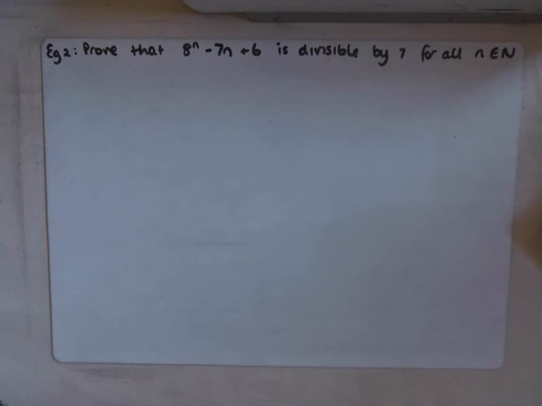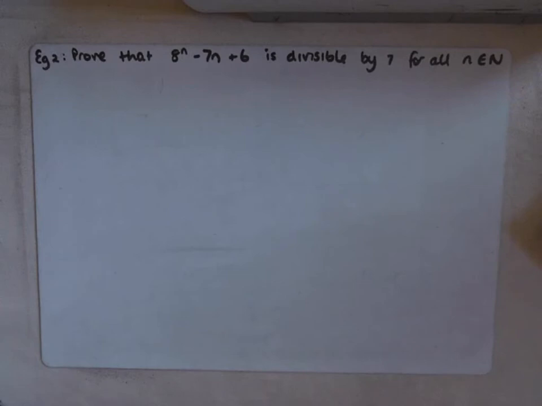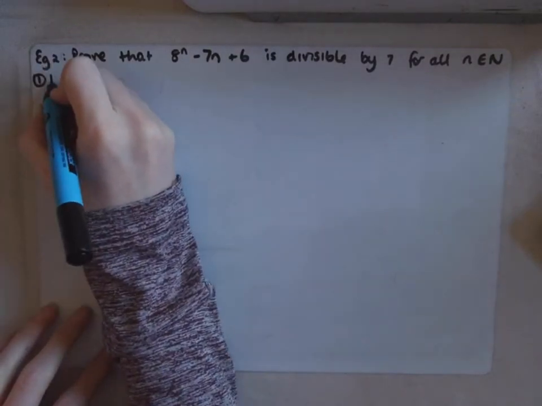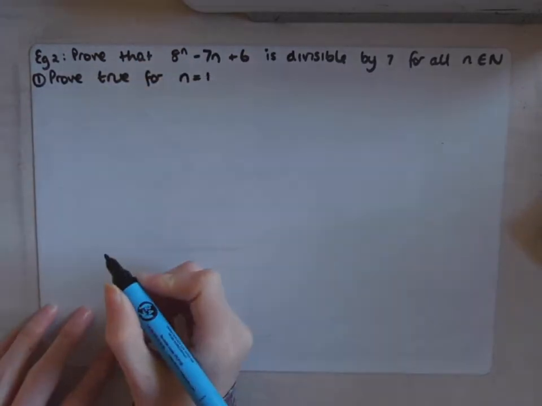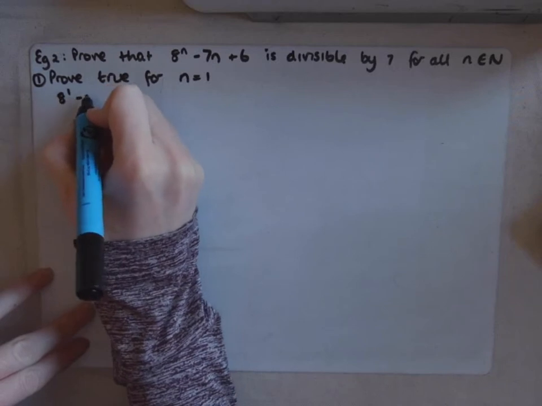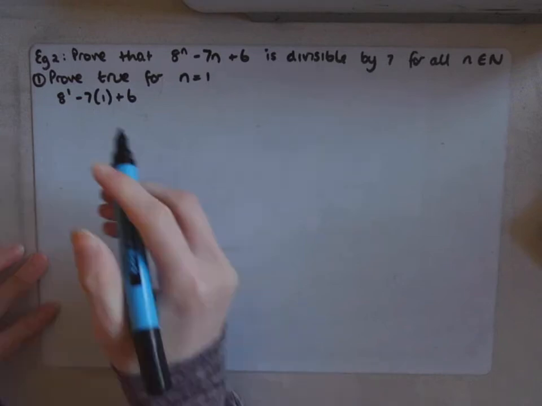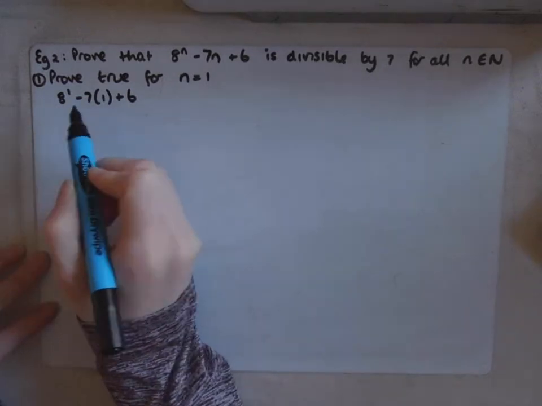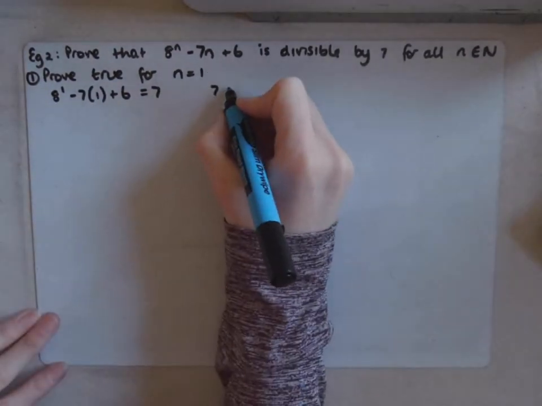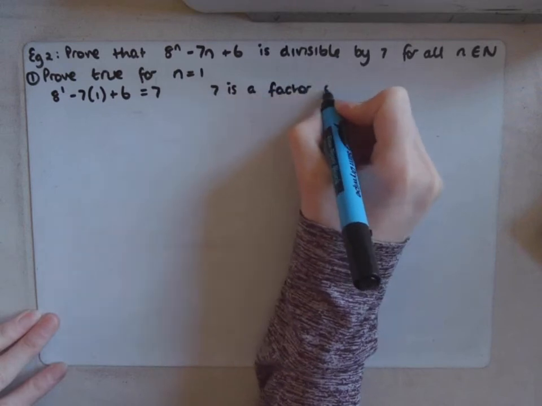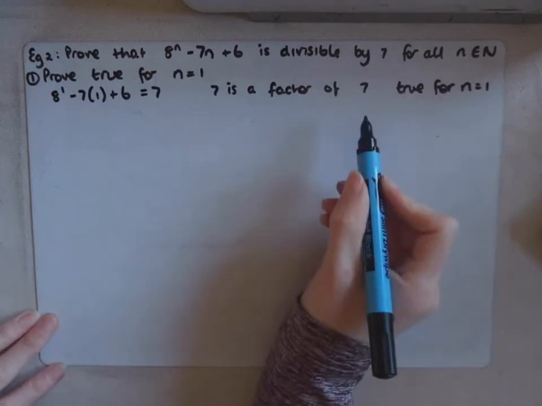So prove that this is divisible by 7 for all n is a natural number. So all natural values of n. So we're going to prove it true for n is equal to 1. So we get 8 take 7, which is 1, 1 plus 6, which is 7. Okay, and 7 is a factor of 7, so true. Okay, so it's true for n is 1.